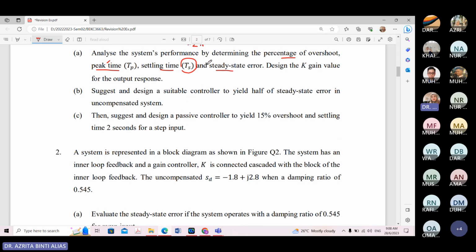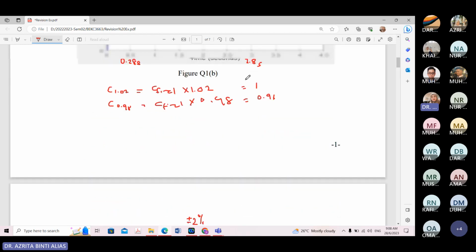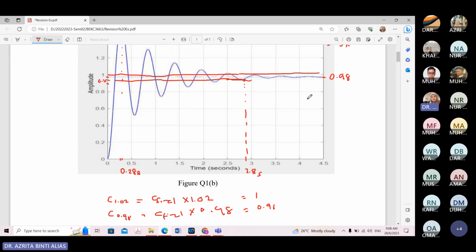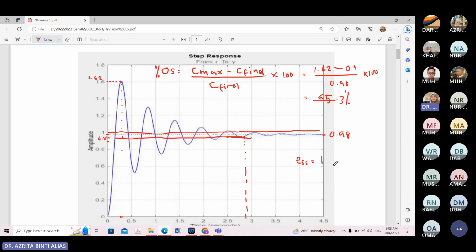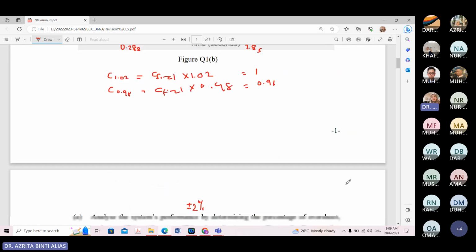So next, we need to find the steady state error. From the graph, ESS is equal to 1, where 1 is our input, since the system has a step input. So that means our input is 1. So 1 minus 0.98, so the ESS is 0.02. Okay.